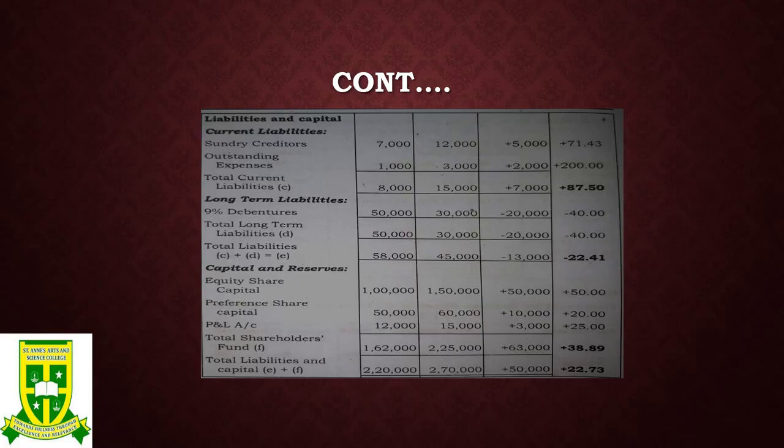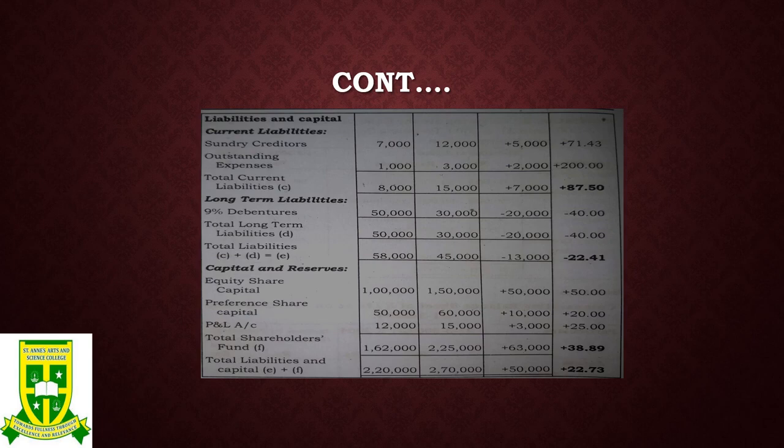So we have found out the total liabilities, E, and now we are going to find out the total shareholders fund, F. Now we have calculated the F part, that is total shareholders fund. The first year value of total shareholders fund is 1,62,000, and in the next year, that is in 2004, the value is 2,25,000. So it has increased by 63,000. So 63,000 divided by 1,62,000, you will be getting the rate of 38.89.